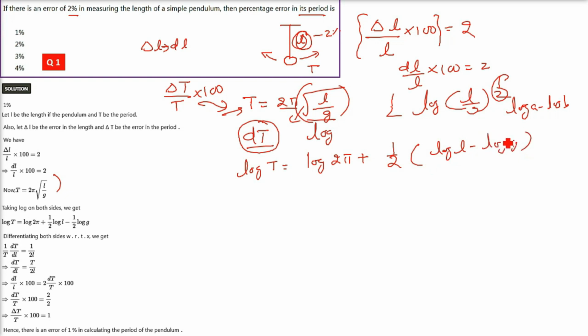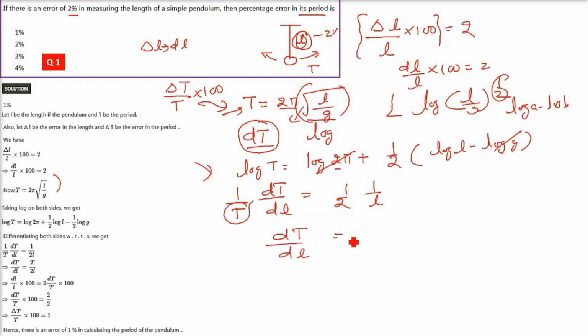Now it is quite easy to differentiate. There are certain constants which will just go away when we differentiate. So we'll differentiate with respect to L. Log T gives 1 by T, then dT by dL, because we are differentiating with respect to L, not T. This is equal to log 2 pi, pi is constant so 0, log g will also vanish because it's a constant. Only log L differentiation will give you 1 by L. Now we have this dT by dL, and T you can take here, T by L kind of thing will come, but we are not interested in this.